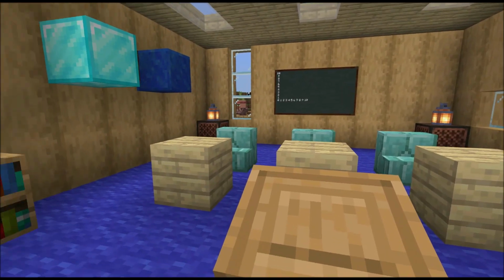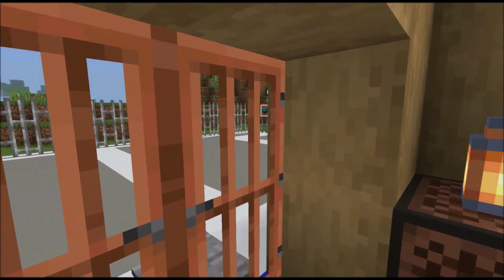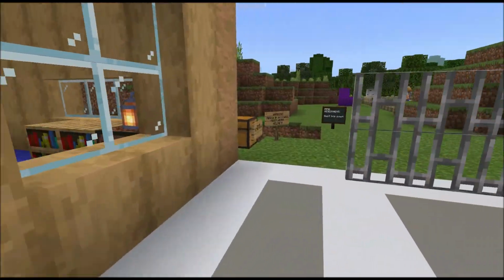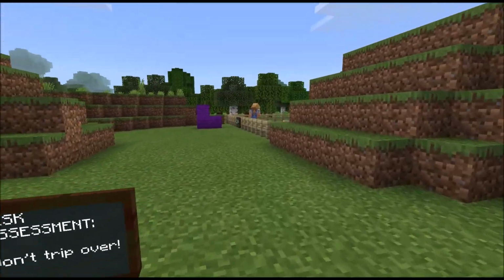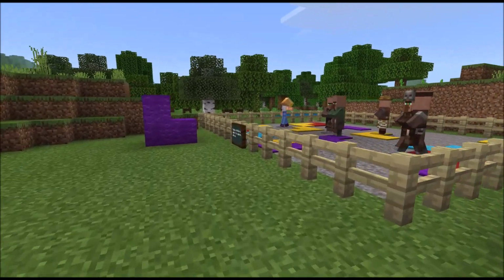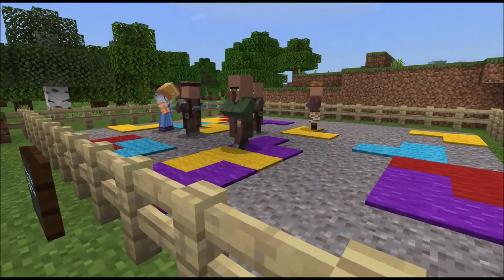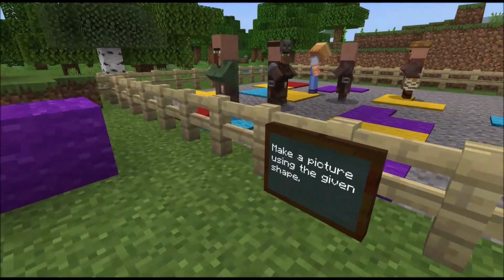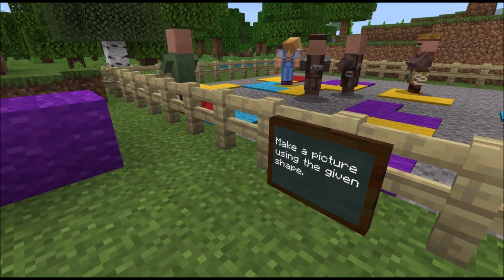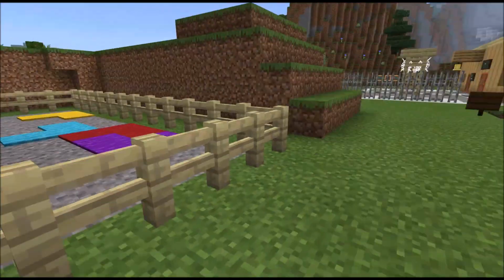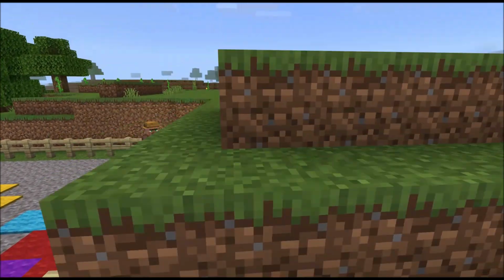There's no one in my classroom today. Wonder where everyone is. Let's go outside and see where they are. Oh, some people over here in the foundation phase playground drawing on the floor with chalks. How lovely. Make a picture using the given shape. Okay, there's the shape. Let's have a little look.